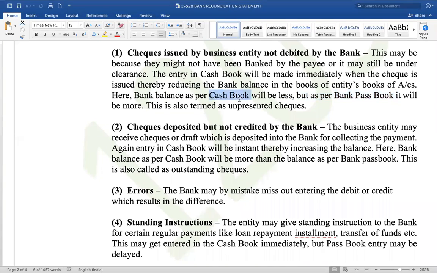The bank column of the cash book shows 5,000 because it is reduced by 5,000 as soon as the check is issued. But the same check did not go to the bank. When it did not go to the bank, the banker will not reduce it. The banker will keep it as it is. When he keeps it as it is, the passbook balance shows more. It shows 10,000, whereas as per cash book, it is only 5,000. Checks issued but not presented.